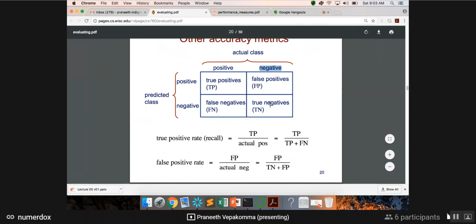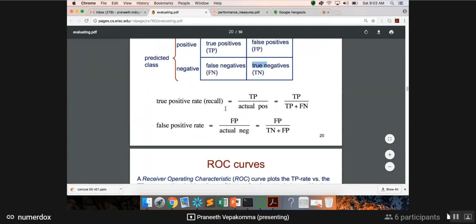Then you can also look at the true negative rate. Then you will know individual performances. Similarly, the false positive rate, right? So how many false positives divided by actual negatives that you got, which is the true negative plus false positive. So this is the total number of negatives.